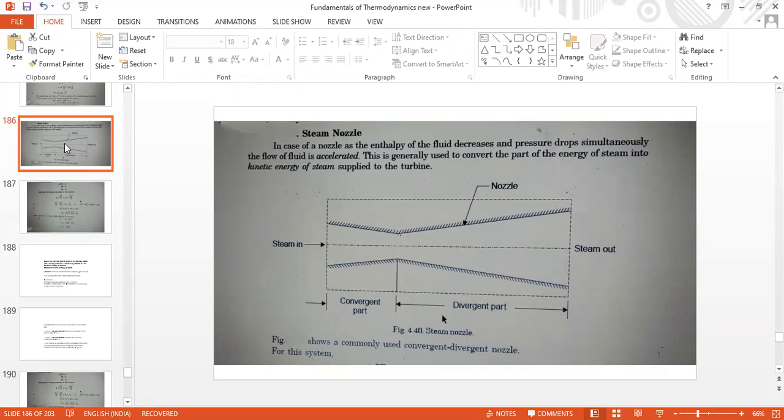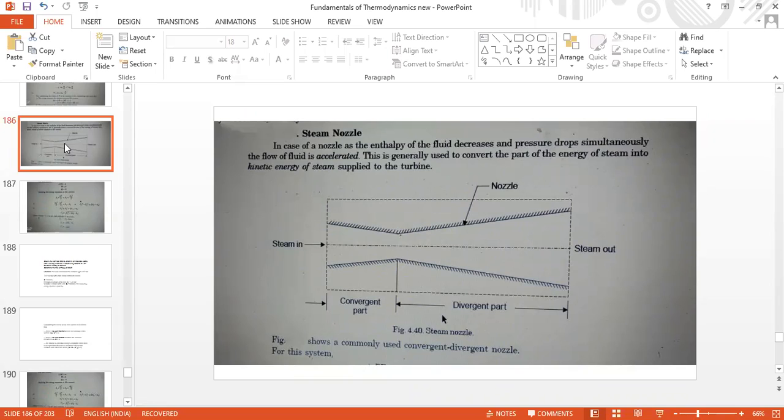See what you are looking at on the screen. Is it visible to you? Yes, sir. What is it? Nozzle. See here, a steam nozzle is shown.